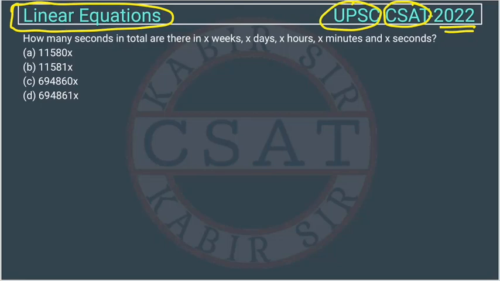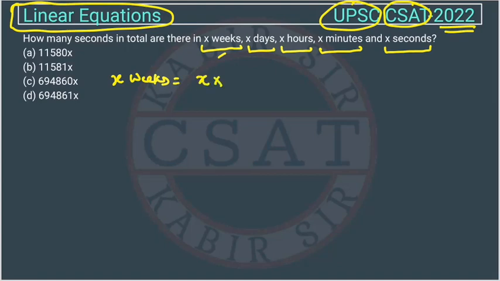So the question is, how many seconds in total are there in X weeks, X days, X hours, X minutes and X seconds, right? So the question is asking, how many seconds are there? He has given some weeks, days, hours, minutes and seconds, and is asking the answer in seconds. So don't get confused with this X, right? Let X remain as it is. So in X weeks how many seconds will there be? So this will be X, right?